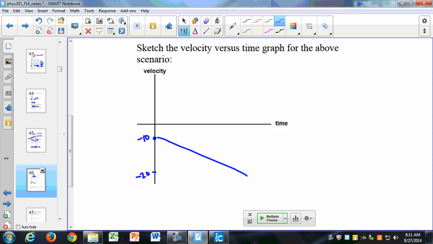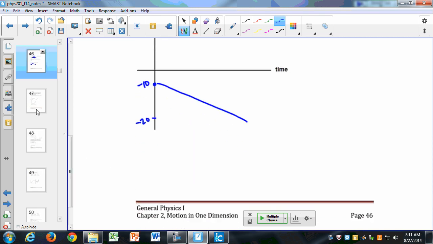All right, we're going to look at some various velocity and position versus time graphs and interpret them, and that'll be a pretty major portion of your exam.